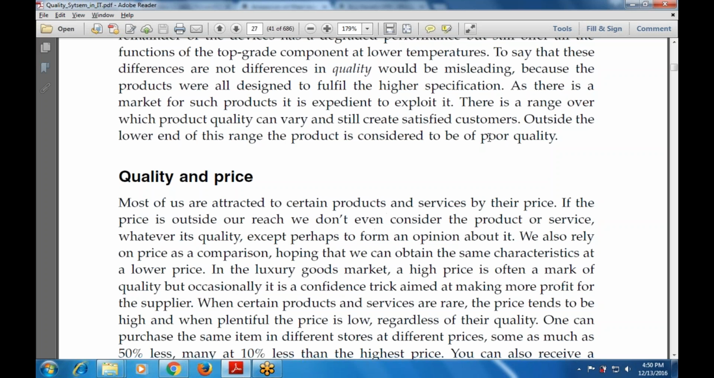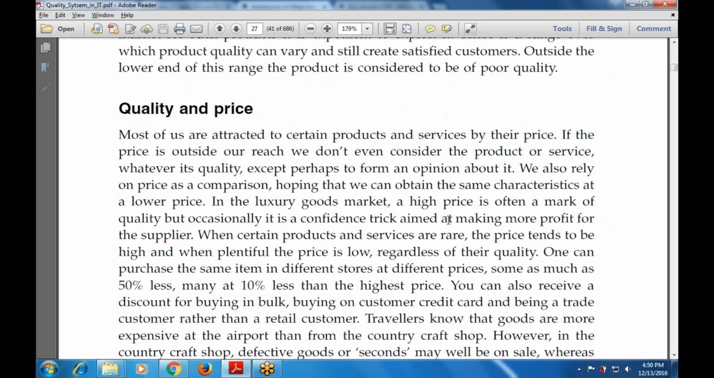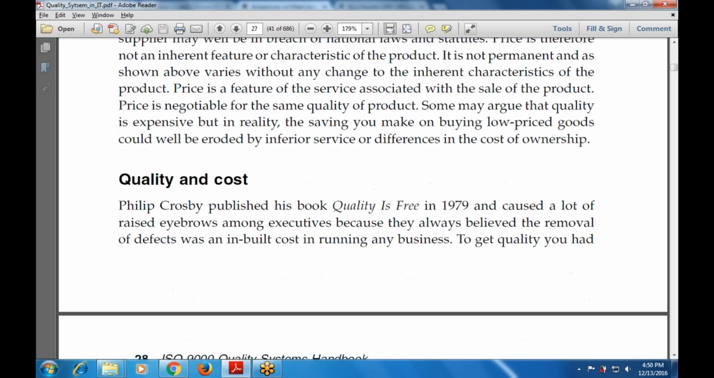One can purchase the same item in different stores at different prices, and something that you might get, for example, 50% less online and 50% more in offline mode. Then quality and the cost.